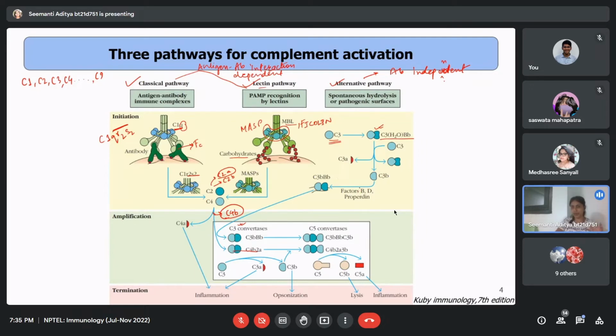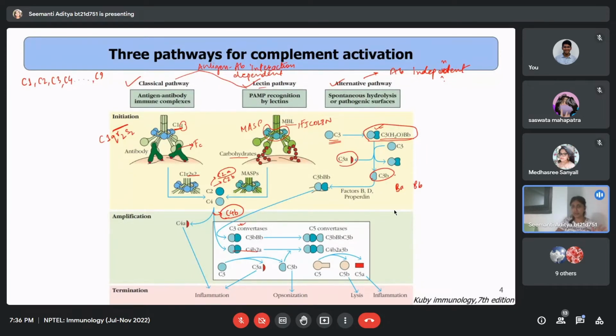That is Bb, capital B small b, meaning factor B also has a Ba and a Bb. Initially when it gets spontaneously hydrolyzed into this fragment, the other hydrolysis can take place where C3 is broken down to C3a and C3b. So there are two hydrolysis reactions taking place. One results in the formation of this fragment of C3, and the other results in the formation of these two fragments of C3.